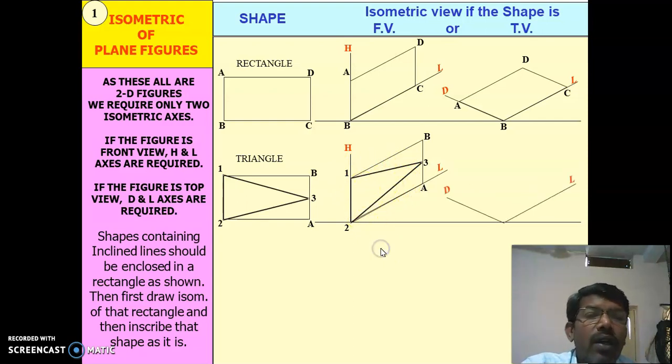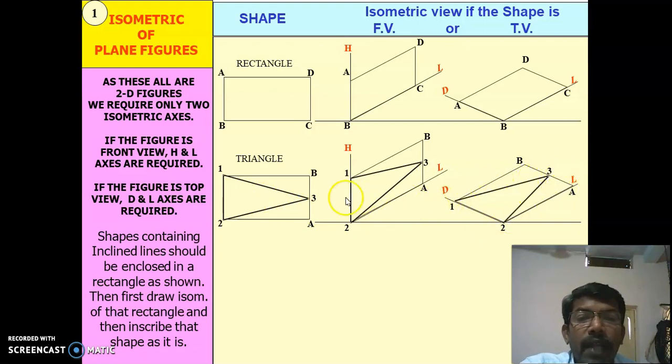And if you go for a horizontal section, this is how we have to construct 1 2 BA like this, and mark the midpoint here and draw this line like this. This is how to draw a triangle.